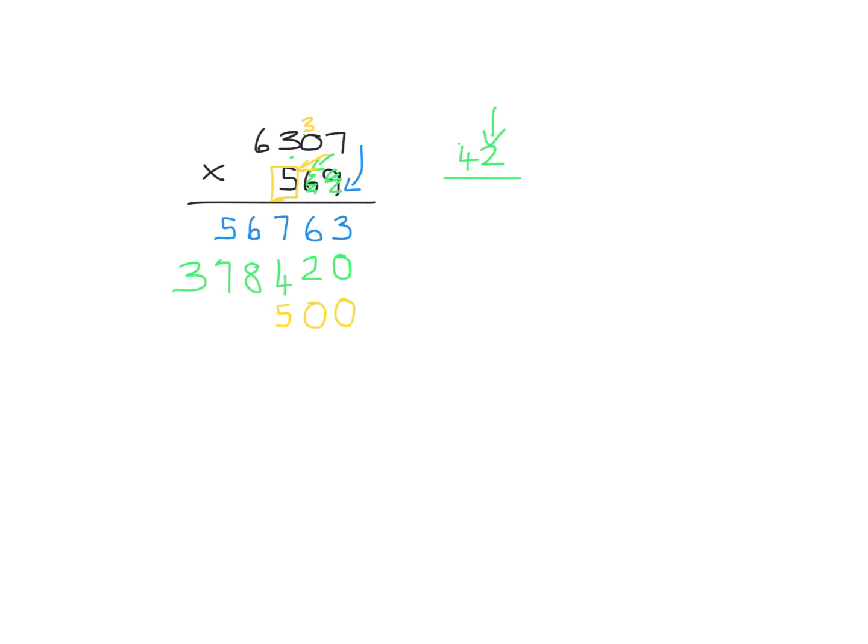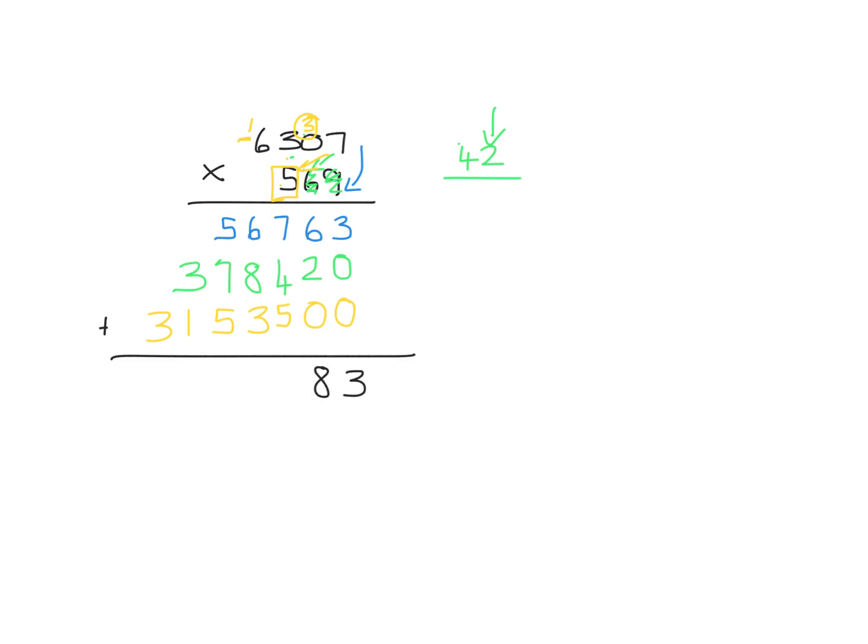0 times 5 is 0, plus the 3 gives me 3. 3 times 5 is 15. I first go to the bottom, then I carry over. 6 times 5 is 30, plus the 1 is 31. And now I have to add these 3 columns, and that gives me 3.